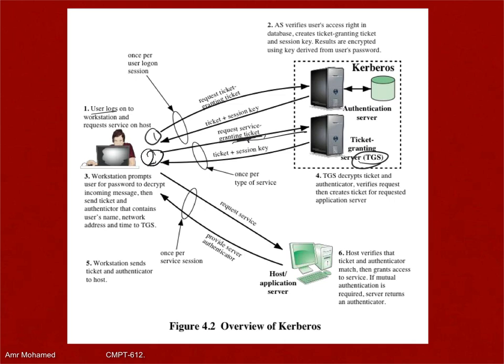Those two together will allow me to get access to the ticket granting server, and as a result, the ticket granting server can send me a response. This response would include what? Two things: a service-specific ticket and a temporary key which I can use to communicate with the service server, whether it's an email server or whatever. So these are the two stages of authentication.